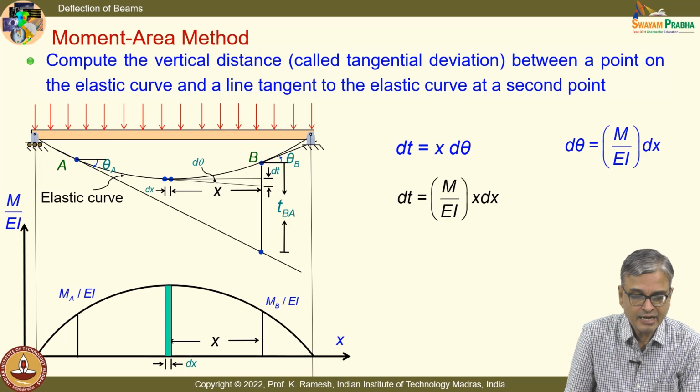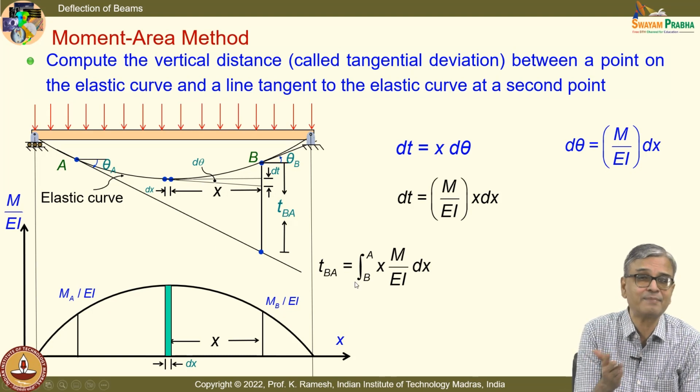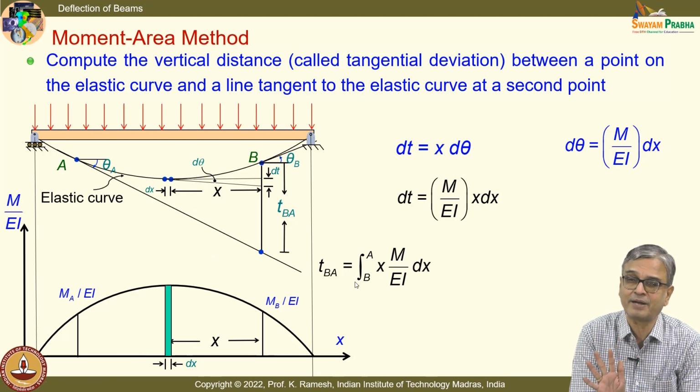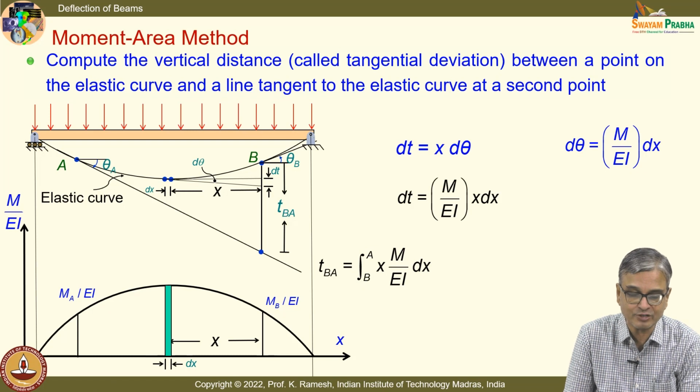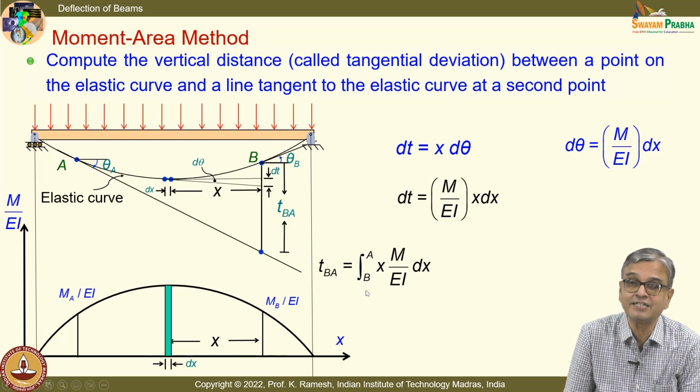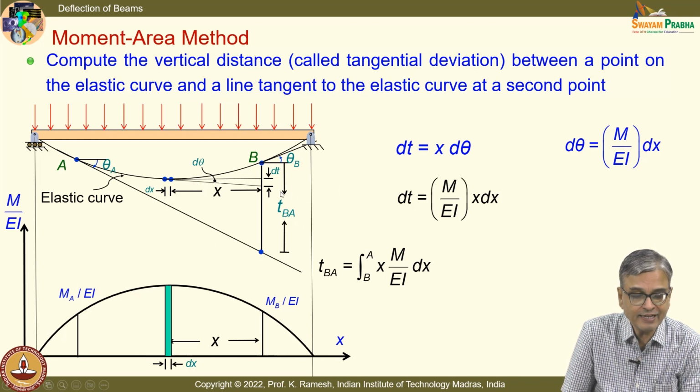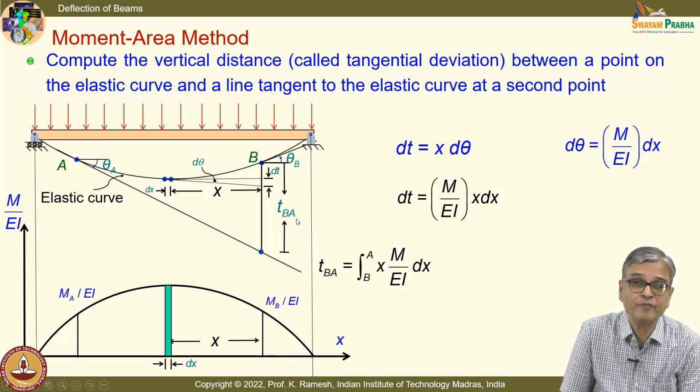Okay. And when I want to do this, I have to do the integration. I have to go from B to A. This is again very important. When you calculate the area, it does not matter, okay, whether you do it from A to B or B to A, it does not matter. But when you have to find out this quantity, because I am multiplying by the quantity x, from where I do the multiplication is very important. Okay, I go from B to A, and I have already said B is the point on the elastic curve, and from A we have drawn the tangent, and we have defined the tangential deviation as TBA. The first symbol denotes the point on the elastic curve, second symbol denotes the point on which you have drawn the slope.